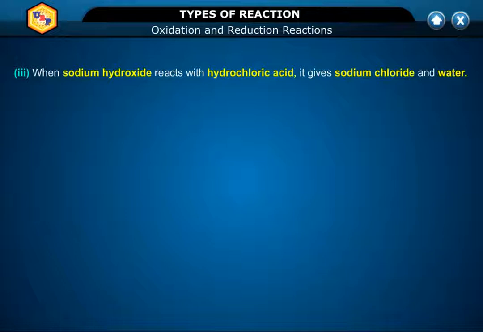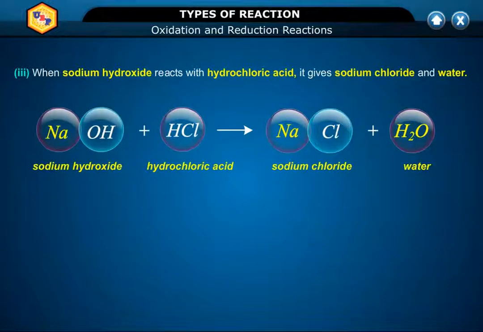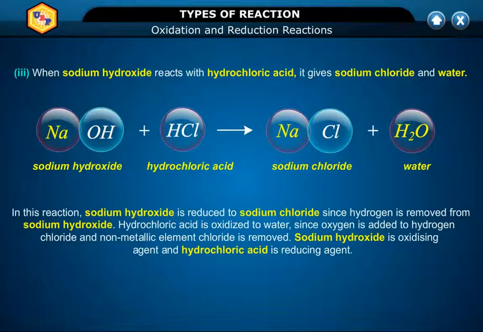Number 3. When sodium hydroxide reacts with hydrochloric acid, it gives sodium chloride and water. NaOH plus HCl gives NaCl plus H2O. In this reaction, sodium hydroxide is reduced to sodium chloride since hydrogen is removed from sodium hydroxide. Hydrochloric acid is oxidized to water since oxygen is added to hydrogen chloride and non-metallic element chloride is removed. Sodium hydroxide is oxidizing agent and hydrochloric acid is reducing agent.